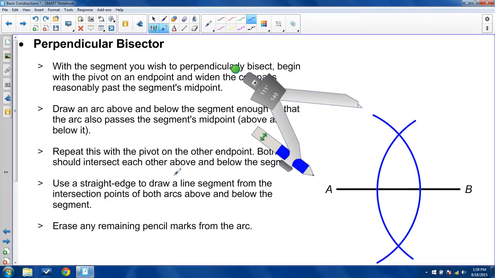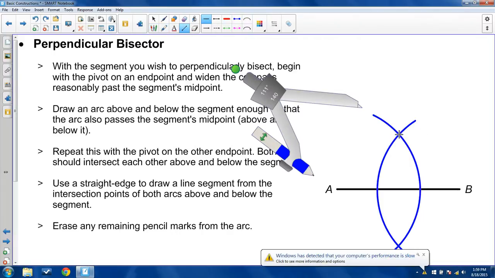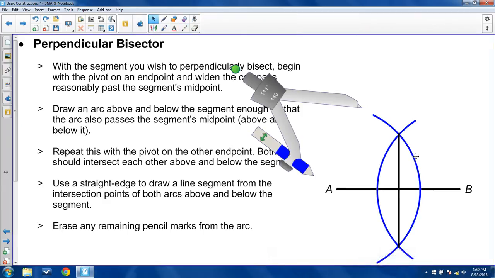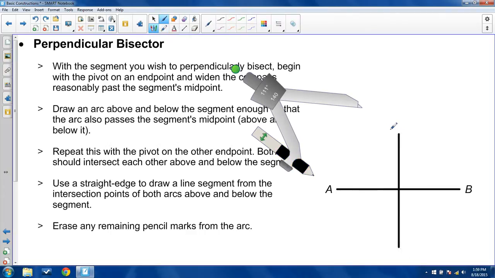So what I'm going to do is use a straight edge to draw a line segment from the intersection points of both arcs above and below the segment. If I start right here and go straight down, right there, I have now created a perpendicular bisector after I erase this and this. This can be a line, a ray, or a segment, but this has now allowed for, let's call it CD.